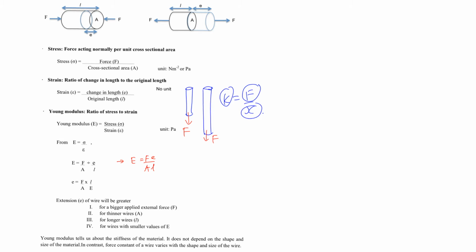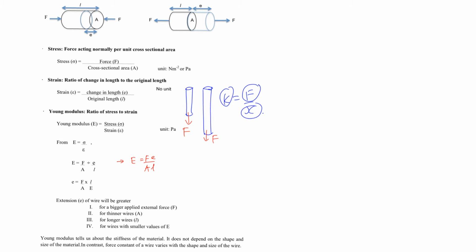Now, what other things can affect the extension? Of course, using a bigger force or a thinner wire. So your original length L, the bigger it is, the higher the extension, which we will be using this concept in the next part when we discuss the experiment to determine Young modulus. We will tend to always use a thinner wire to produce a larger extension, right? And then lastly, we will use wires with smaller Young modulus if you want a greater change in length.